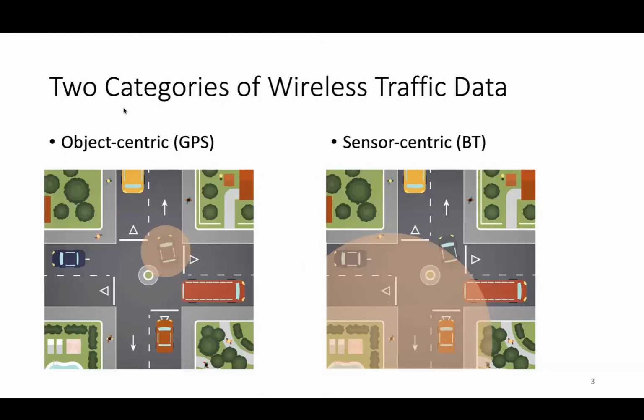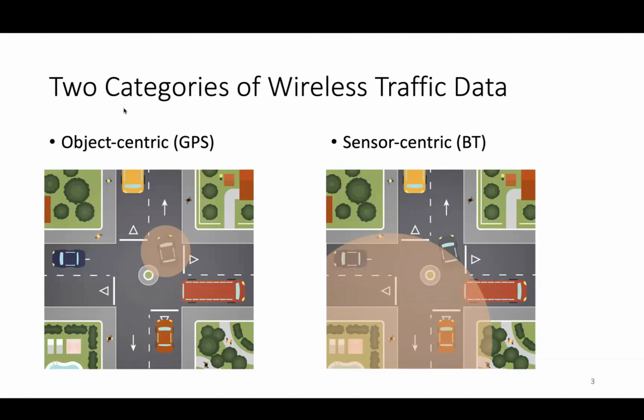Formally, the trajectory data can be called wireless traffic data. It refers to any data that reflects the state of vehicles, including speed, location, direction, time step, and so on. Usually, based on the collection devices, we can define wireless traffic data into two main categories, object-centric and sensor-centric. Object-centric is the most common type.